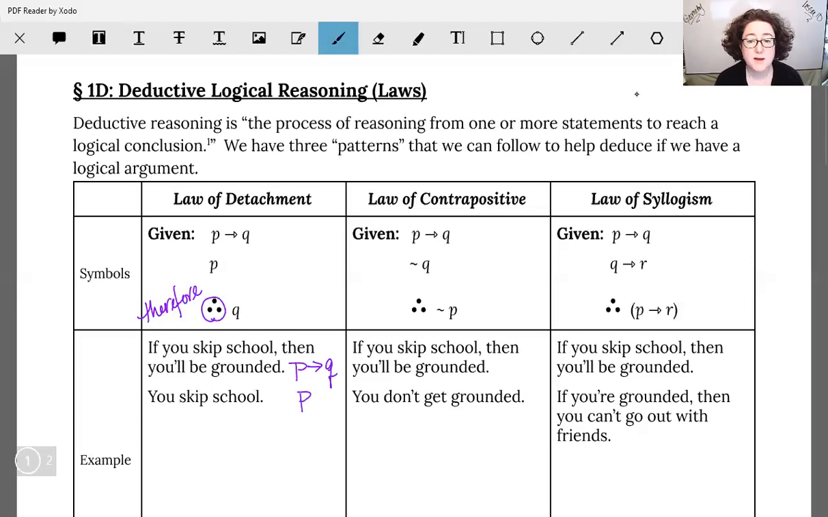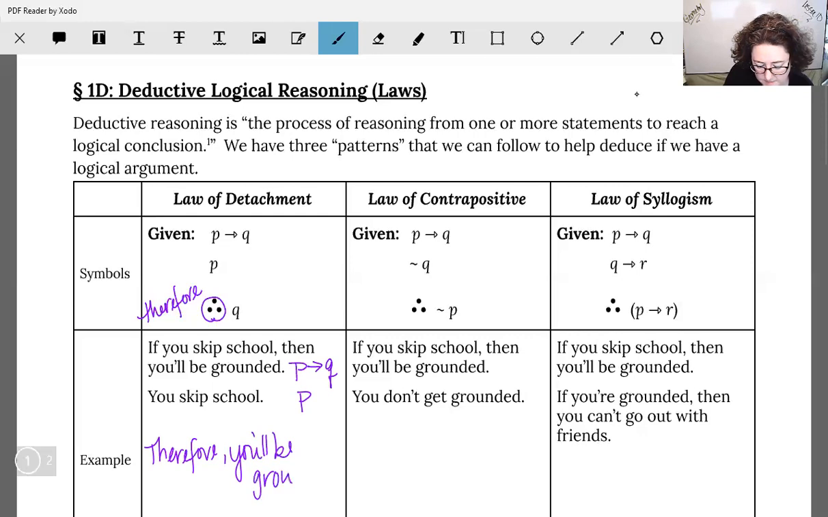So if we're following the pattern, if you skip school, then you'll be grounded. You skip school. Therefore, what happens? Unfortunately, you get grounded. So we would have, therefore, you'll be grounded. So that statement logically follows from the first two sentences we were given. So remember, law of detachment is really just repeating the ideas over in order.